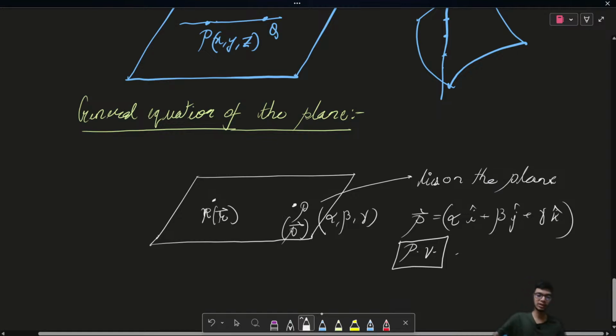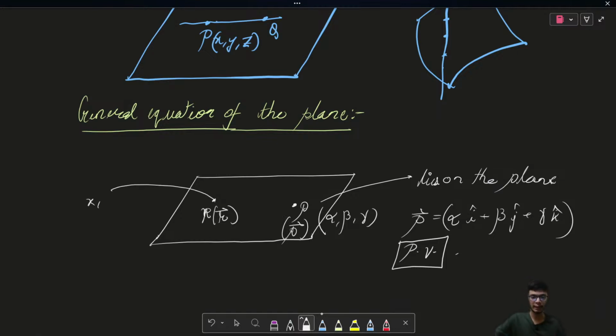Now this point R is my arbitrary point, having the coordinates x comma y comma z. This is a variable point, which is varied across the surface or the plane to get the equation of the plane. If I consider these 2 points on a plane, by considering 2 points I cannot generally find the equation of a plane.